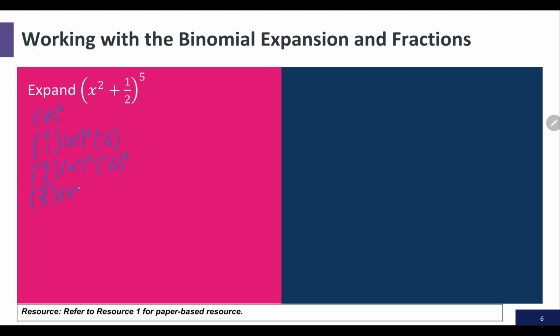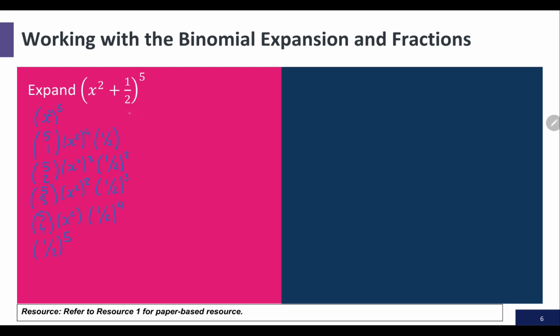The next term, 5 choose 3, x squared multiplied by a half cubed. 5 choose 4, x squared to the power of 1, a half to the power of 4. And the final term is going to be a half to the power of 5. So that is just writing it down. It is so important that that's written down correctly.